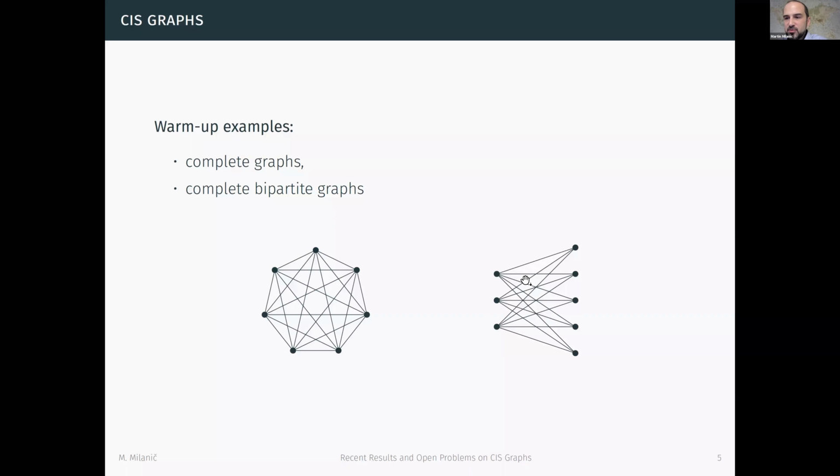Just to warm up, here are two very structured and simple families of CIS graphs, complete graphs and complete bipartite graphs. They are so highly structured that it's very easy to verify that all maximal cliques and all maximal stable sets intersect.